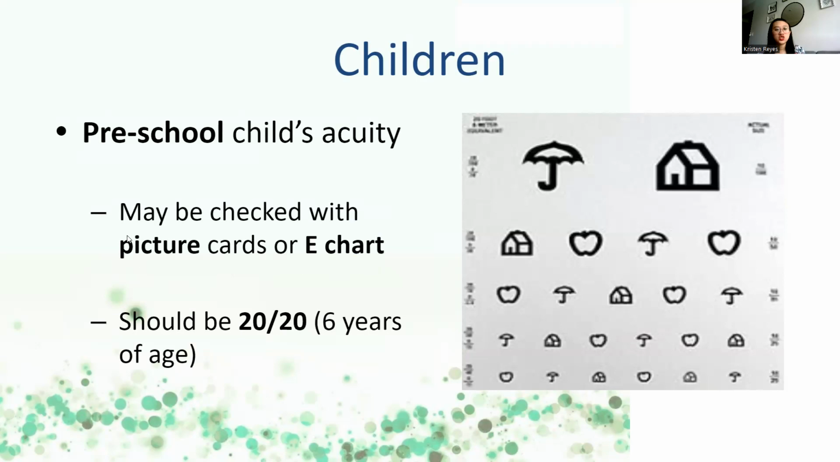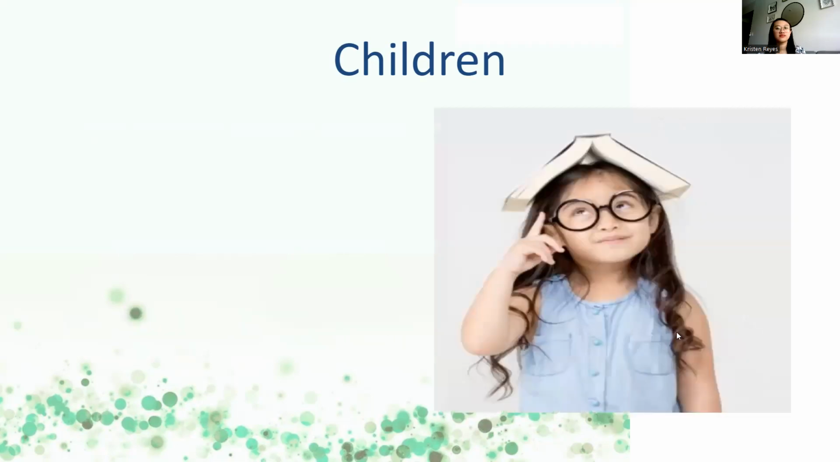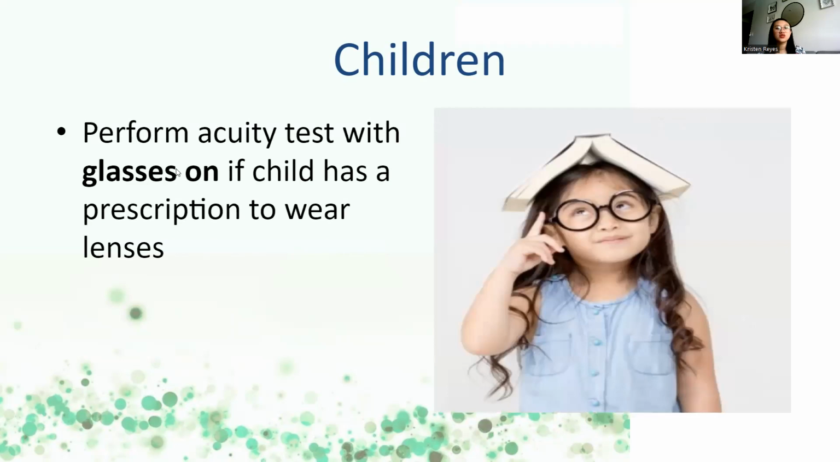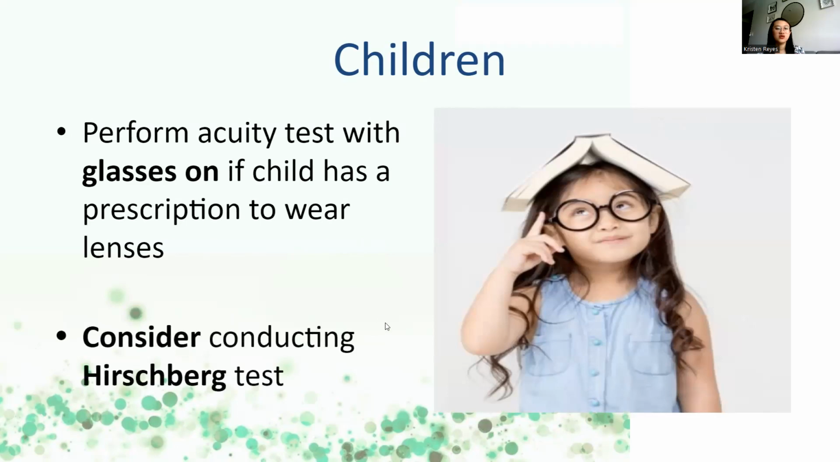For children, especially in preschool, the vision can be checked using the E-chart. So instead of letters, we have figures, like a house, umbrella, apple. So, kailan magte-2020 yung vision? At 6 years of age. From 20/200 at 6 months, naging 20/20 siya at 6 years. Perform the acuity test with glasses on if the child has a prescription to wear lenses. And consider conducting the Hirschberg test as well.